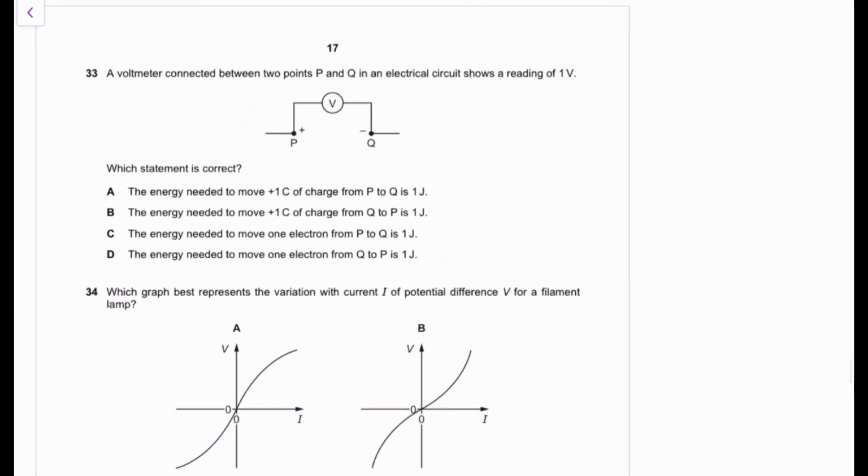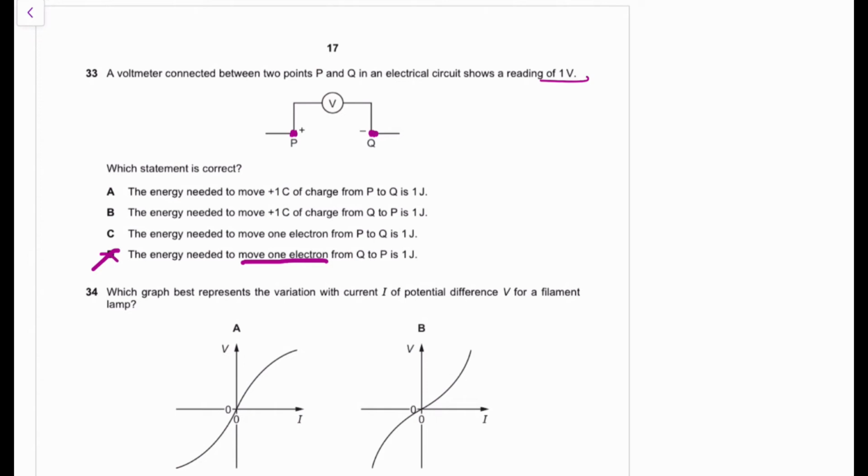You'll be given a voltmeter that is connected between point P and point Q in an electrical circuit, and it shows a reading of 1 volt. Which statement is correct? Let's start with D. The energy needed to move one electron from Q to P is 1 joule. One problem here: we do not move one electron. It doesn't make sense. D is wrong.